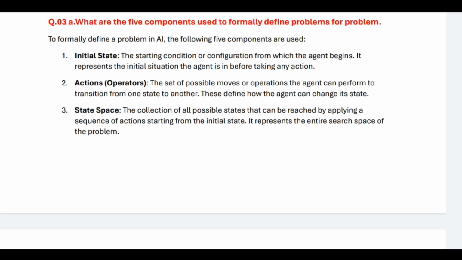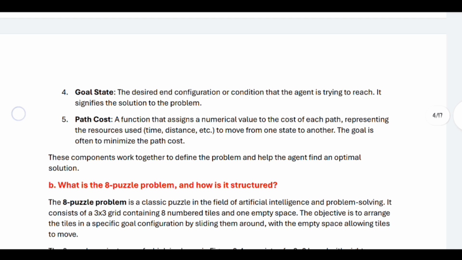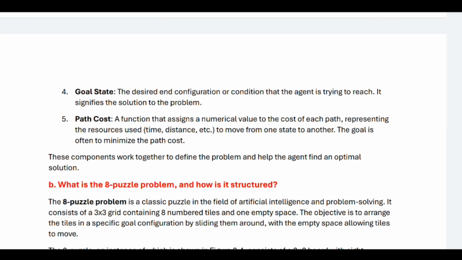And state space means the possible states reached by applying the sequence of actions starting from the initial state. So from the initial state to where we have to stop, that is the state space. And where we need to achieve the goal, that is the goal state: the desired configuration or condition that the agent is trying to reach. So the goal state is where the problem is solved. And path state means which route we have to use.